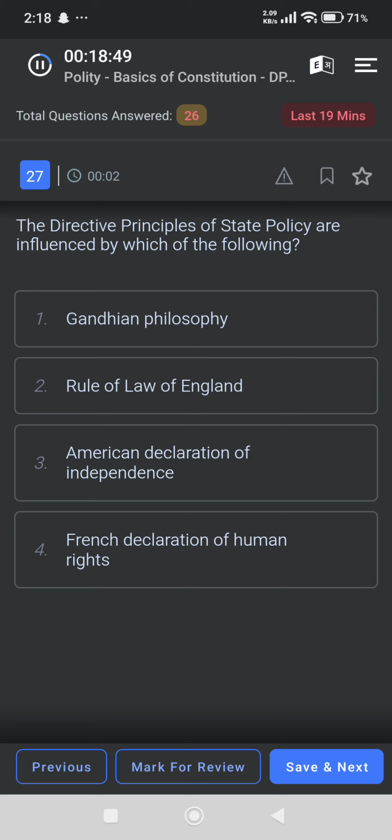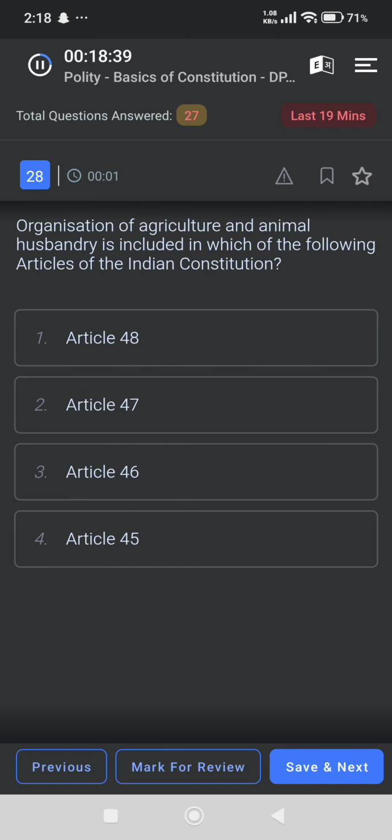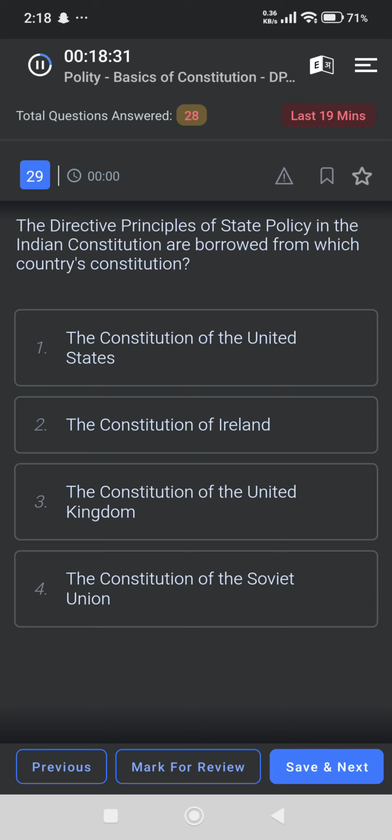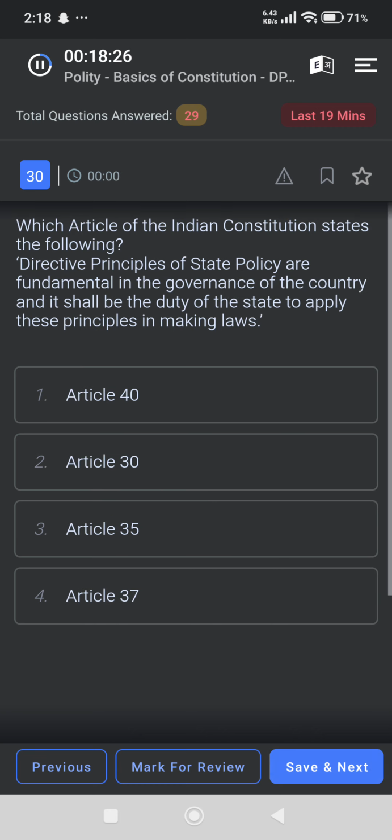The DPSP are influenced by which of the following? Gandhian philosophy. Organization of agriculture and animal husbandry is included under which article? Article 48. DPSP are borrowed from the Constitution of Ireland. DPSP are fundamental in the governance of the country, and it shall be the duty of the state to apply these principles in making laws. Article 37.